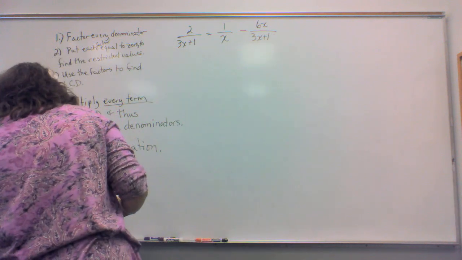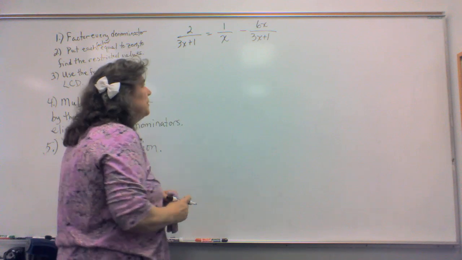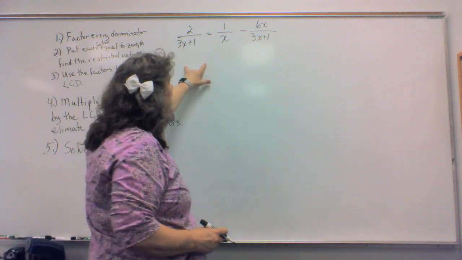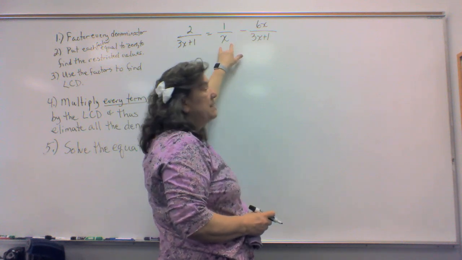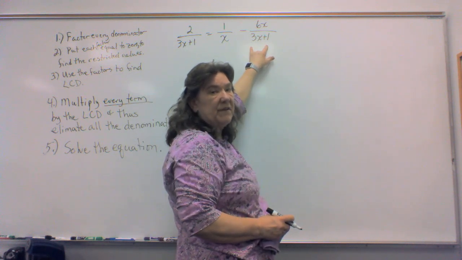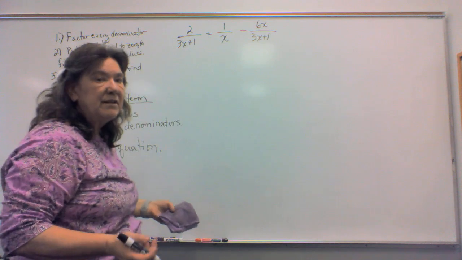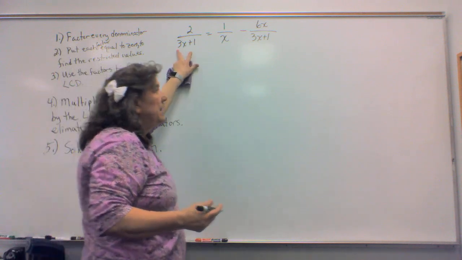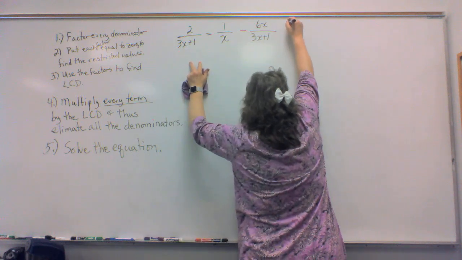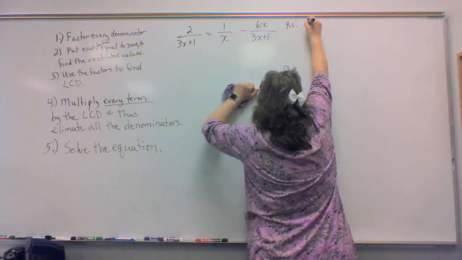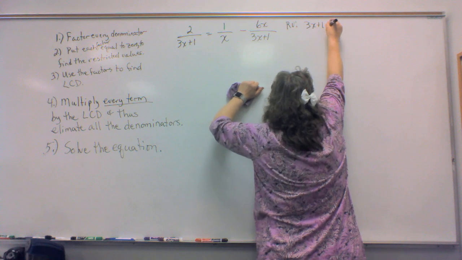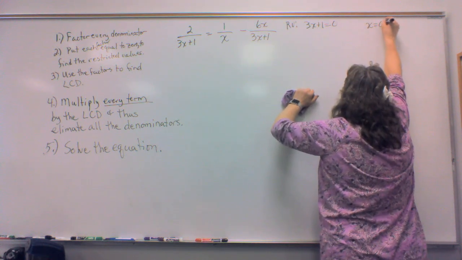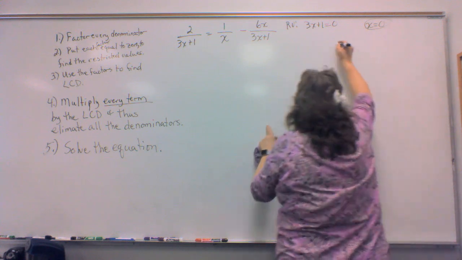Okay, so first thing you're going to do is factor. Well, 3x plus 1 will not factor. X is already as simple as it gets, and 3x plus 1 doesn't factor. So we don't have anything to factor. But let's put these various ones equal to 0. So for your restricted values, you have 3x plus 1 equals 0, and x equals 0. Well, that one's already done.